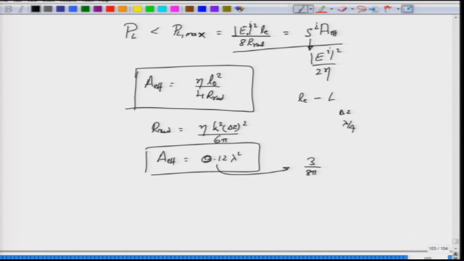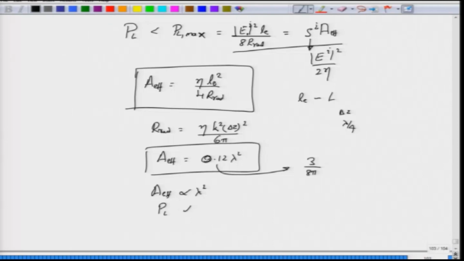So, if you turn your calculators on, then you can find out the effective area to be this. So, the point here is that effective area is proportional to lambda square, at least for the short dipole case. I will leave the half wave dipole for you. The power that is delivered is proportional to the effective area, so, sorry, SI times the effective area, and the gain of the antenna is proportional to the efficiency of the antenna times D. Okay. And D and G are both proportional.